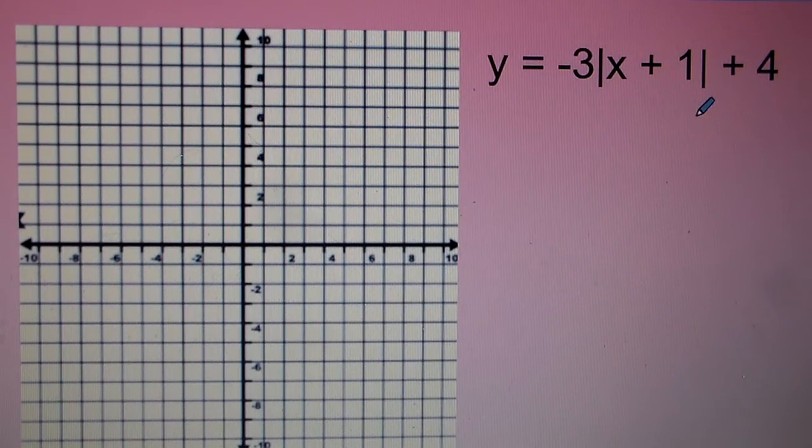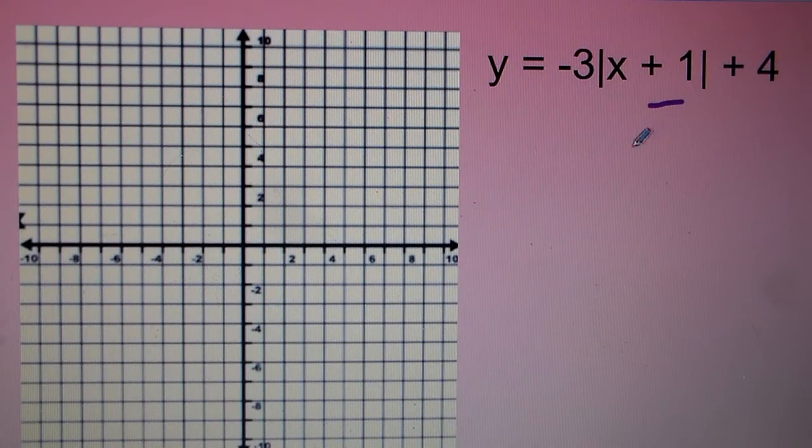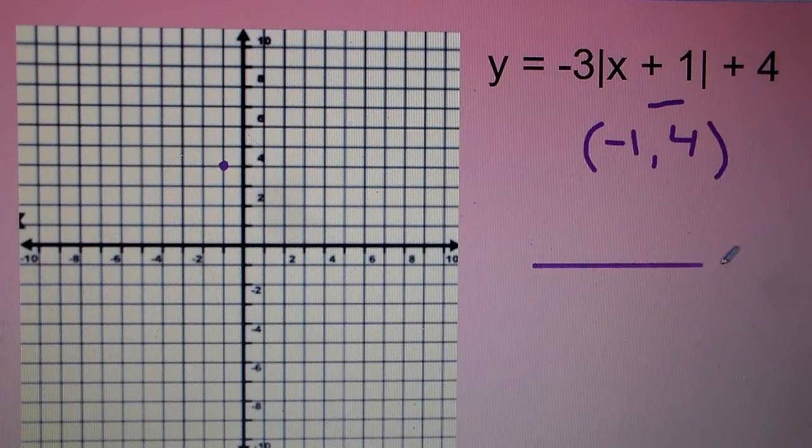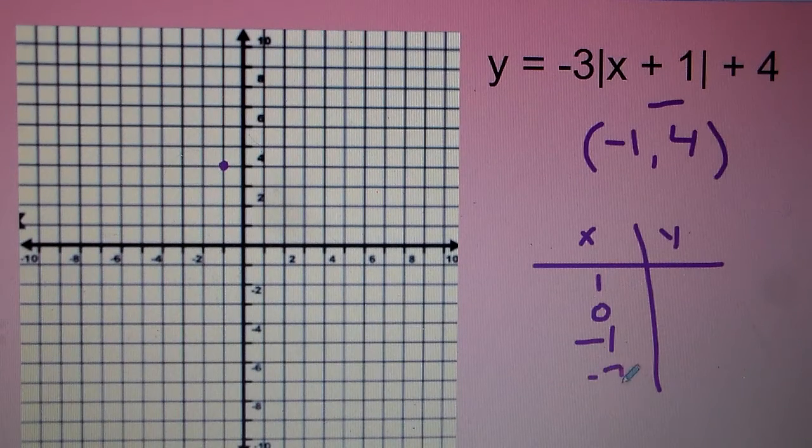So let's first plot this vertex. If you don't know already, you take the opposite of the +1, and you know that's really -1. And then you write whatever is on the right side. That +4, that's the number we're writing in there for our y value. So we plot that coordinate, -1, 4. Make our little T-chart so you guys see nice and pretty. So -1's in the middle. Two numbers greater are 0 and 1. Kind of flip-flops on you a little bit, sorry.